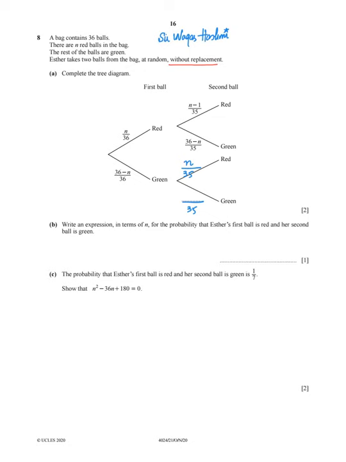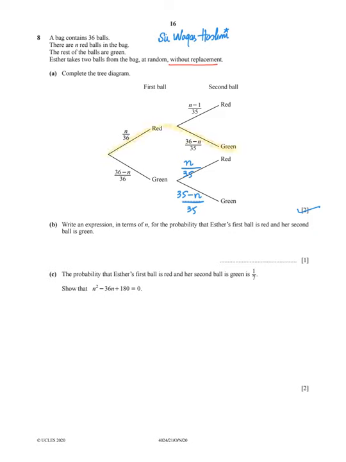But if you observe that green and another green ball, that will be equal to 35 minus n divided by 35, and that is your first part answer. After that, write an expression in terms of n for the probability that Easter's first ball is red and her second ball is green. All right, so the first ball is red and the second ball is green.